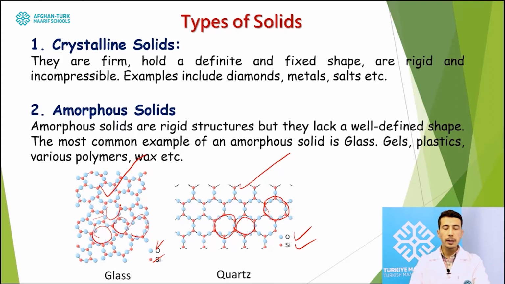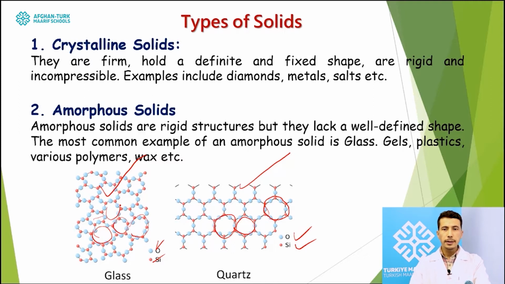Let me tell you again, a crystalline solid will have a fixed shape when you study its structure. They have a fixed geometry, and an amorphous solid won't have a well-defined shape, and its geometry will not be similar to the crystalline solid. So that's the reason their properties may differ from each other.